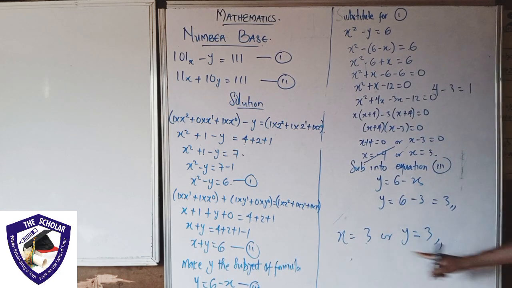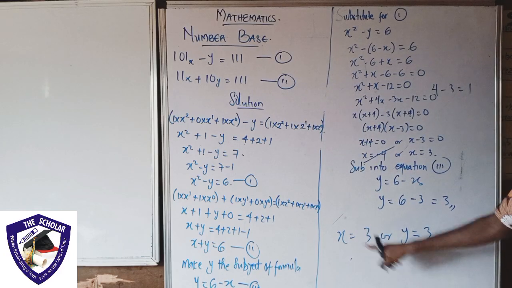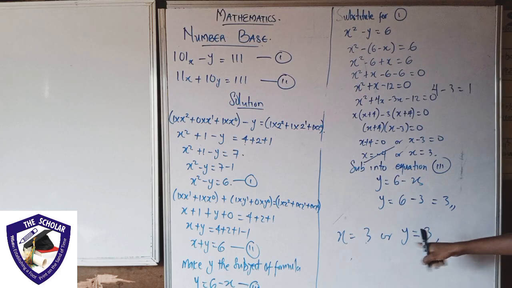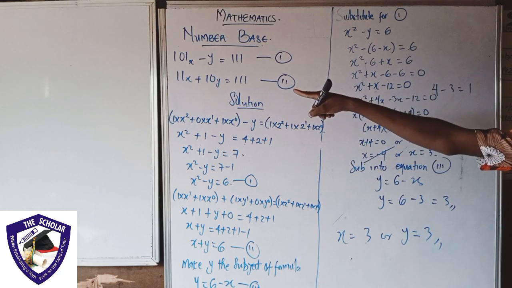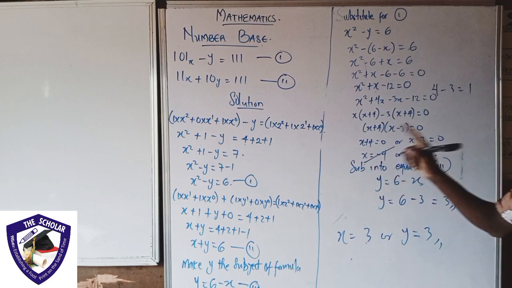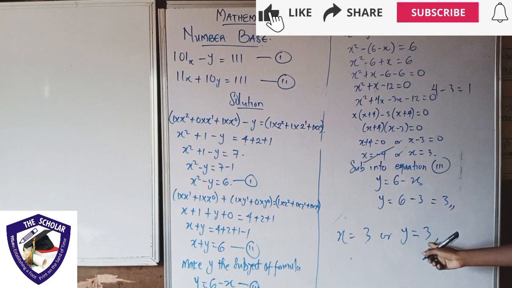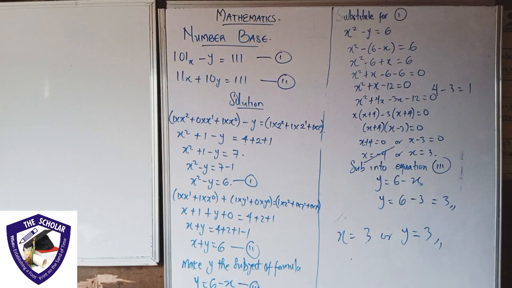So the base of each of these, that means x is in base 3, and y is 3. Then 1 is there in base 2. Then the other one, 11 in base 3 plus 10 in base 3 equals 1 in base 2. So this is how to solve questions under number base that lead to simultaneous equations, and likewise simultaneous linear and quadratic equations.